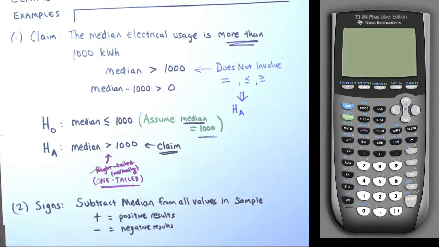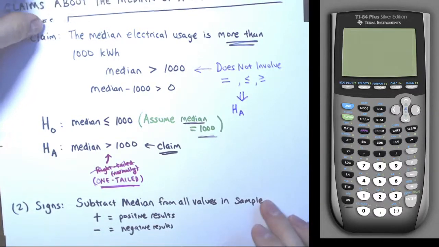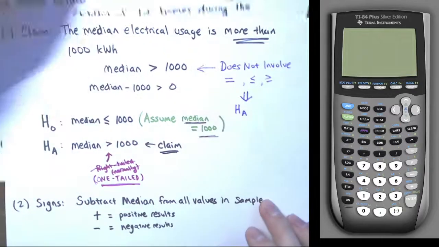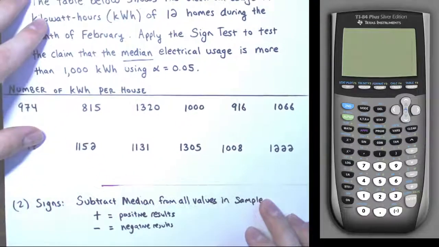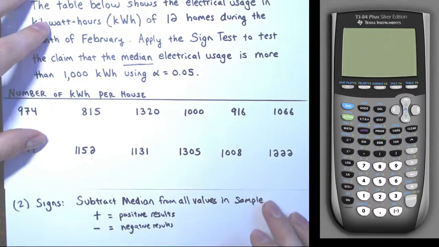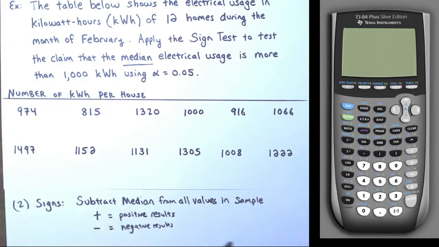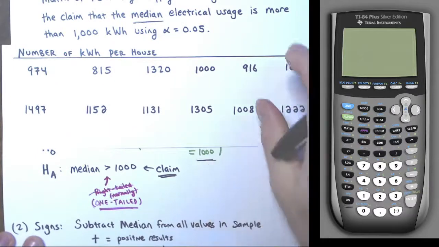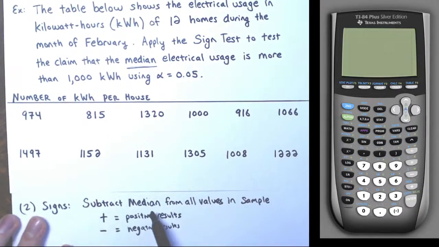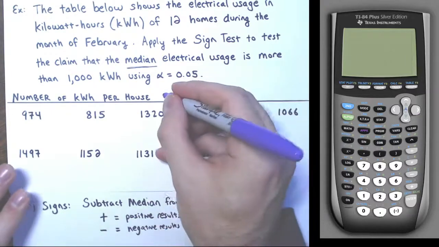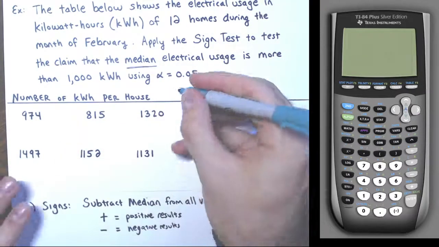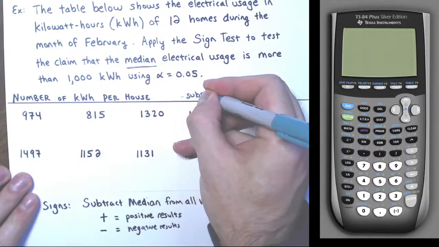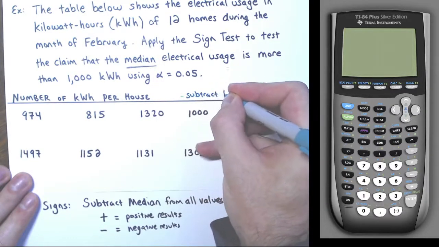All right, so let me go back to my chart. I had this sample of 12 households and the electricity they used in the month of February. Now, if I subtract the median, remember, we're assuming the median is 1,000, so I'm going to subtract 1,000 kilowatt hours from each of these. And I'll make a point of that here. Let's subtract 1,000 and see what happens.